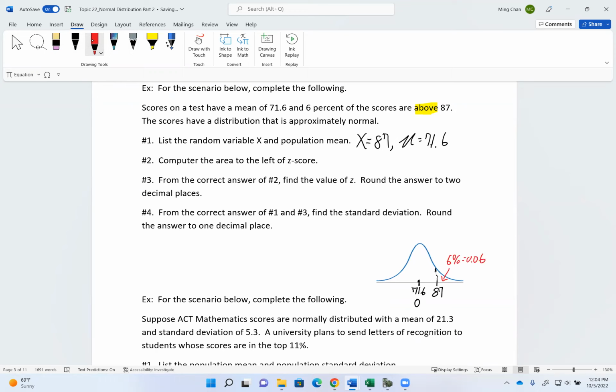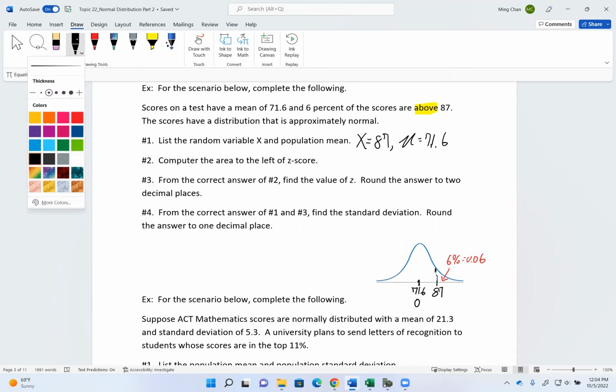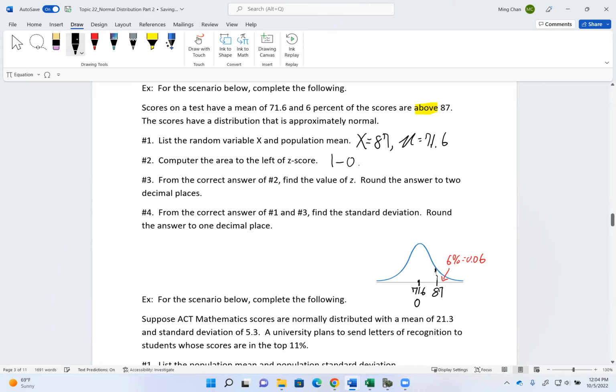Okay, so in order to find the z-score for this 87, I need to find the area to the left first before I can use the inverse norm. Right, inverse norm gives me the z-score. So compute the area to the left. That will be 1 minus 0.06, which is 0.94.